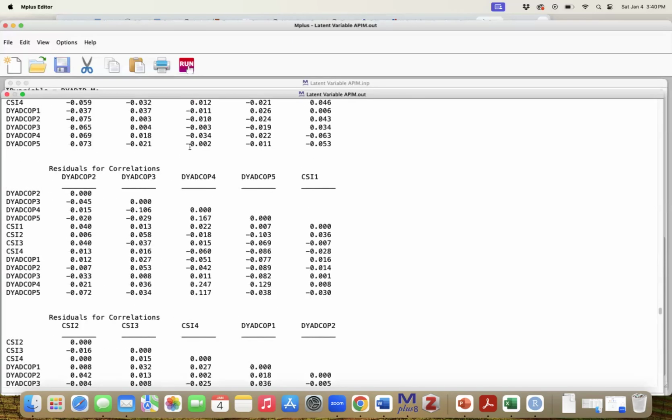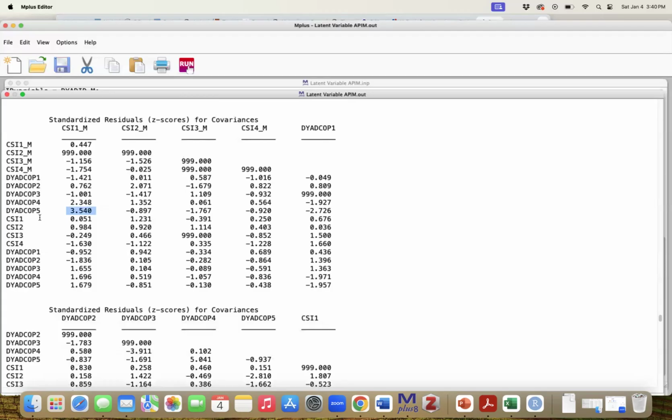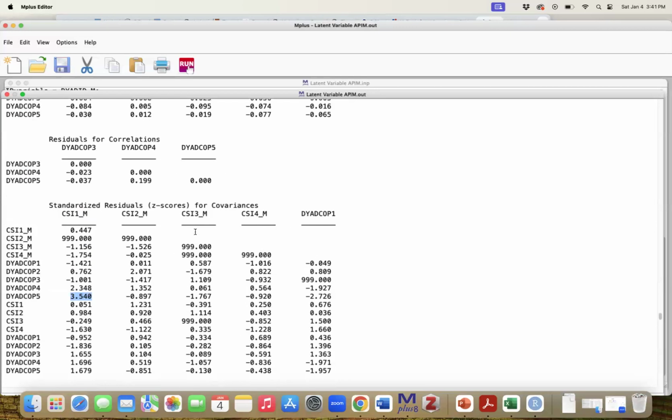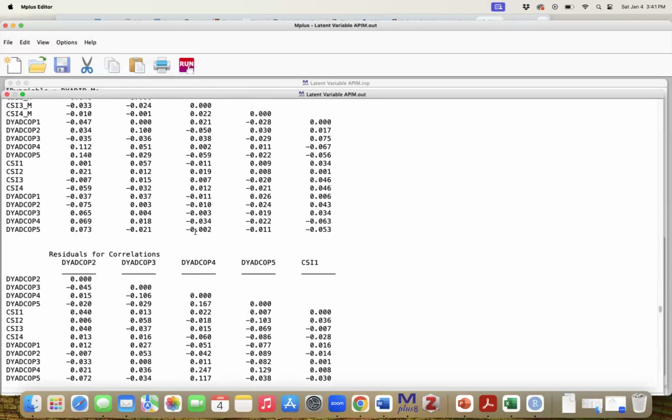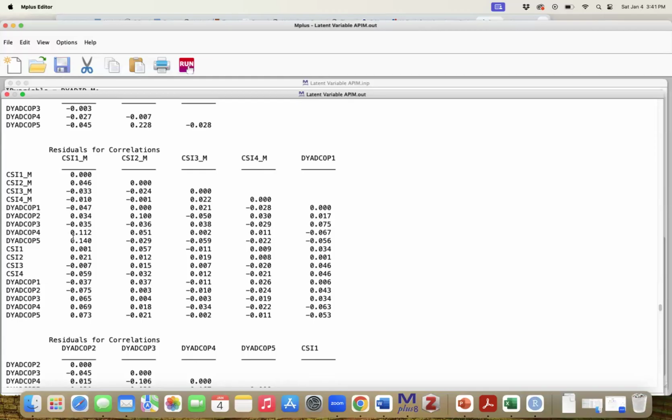I also consult the actual correlations. Take a look at CSI 1M and dyadic coping 5M. That's 3.5, which is about three times bigger than, eyeballing it, the average of all the other residuals. So it's telling us something is going on here, and we want to scroll up and go to that same association. It looks like, according to the model, the correlation between these two is being overestimated by 0.14, which is really quite substantial.